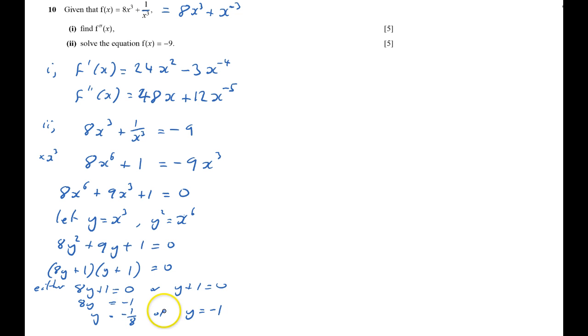But my question had just x's in it, it didn't have the y's, so I have to substitute this back in. So I'm going to go up to here. So I've got y equals x cubed, so therefore x cubed equals minus an eighth, or x cubed equals minus 1. So that means that x is cube root of minus an eighth, which is minus a half, or x is cube root of minus 1, which is minus 1. So those are my two solutions. Now let's say I'll go back and do it the other way.